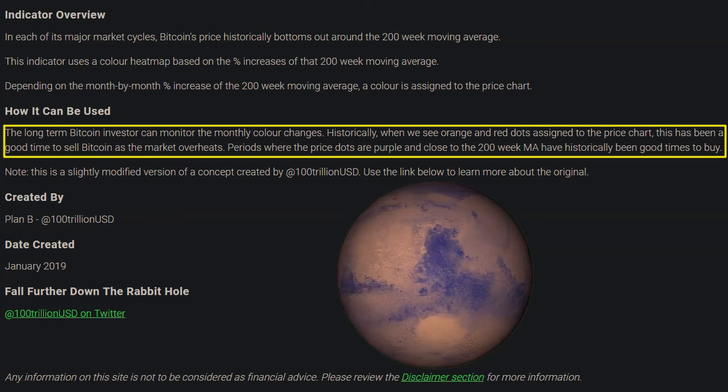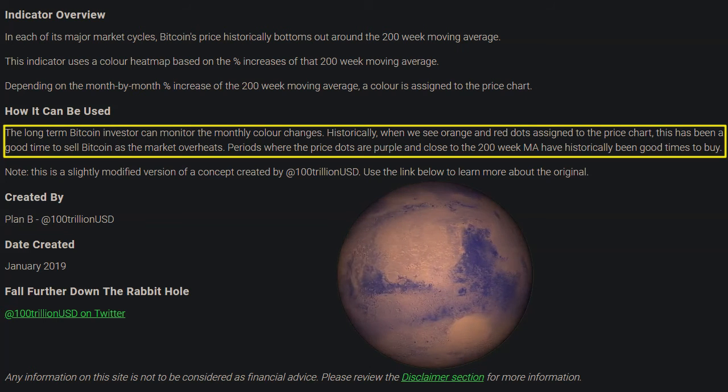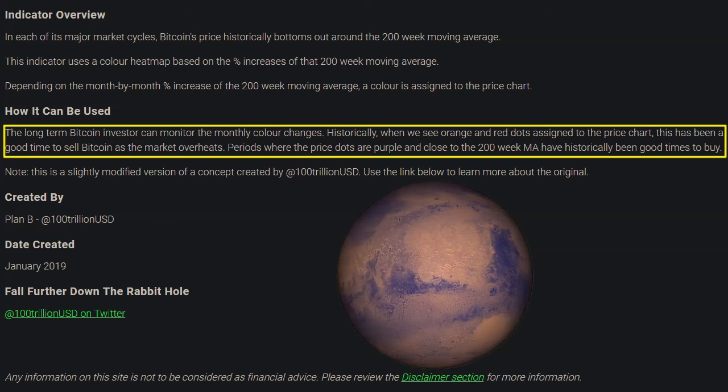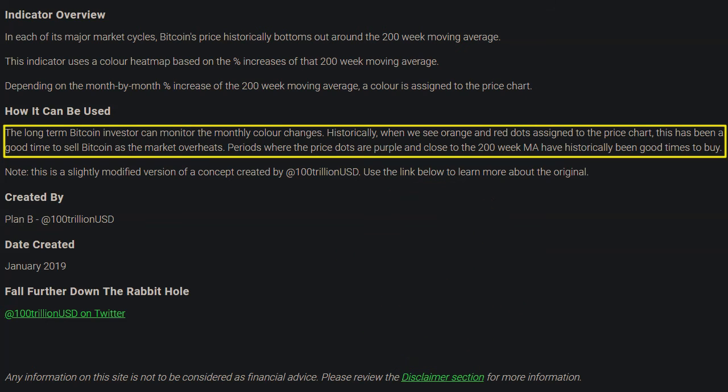Periods where the price dots are purple and close to the 200-week moving average have historically been good times to buy. So, all you can do and all you should do according to this chart is follow the colors of the dots. Pretty simple, pretty childish, child's play if you ask me. Now this indicator was created by Plan B, at 100 trillion USD, last year, so all the accolades to him.